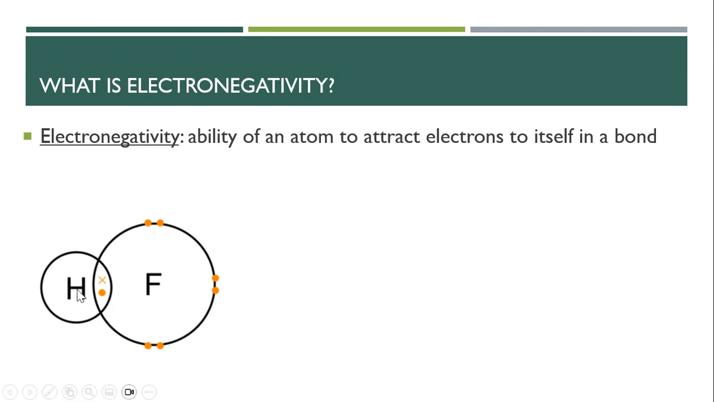Well, hydrogen has just 1 proton in its nucleus, and fluorine has 9. So already fluorine has more positives. Yes, it is a little bit bigger, you can see that, but fluorine has more positives. And because fluorine has literally 9 times as many positives in the nucleus, fluorine pulls the hardest when it comes to pulling electrons that are part of a bond to it.